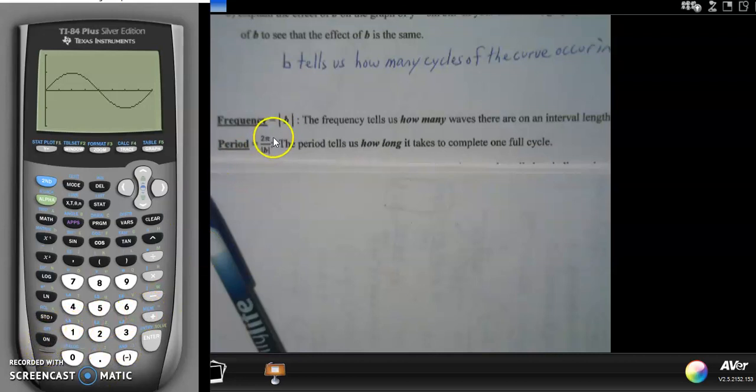So you need to remember those two terms. Frequency tells you how many cycles occur if you go an interval of 2 pi radians or 360 degrees. And I want to point out that you don't have to go from 0 to 360 degrees. You could go from 90 degrees to 450, so any interval of 360 degrees. Whatever angle you start at, if you go 360 from that, that's your interval length of 360.